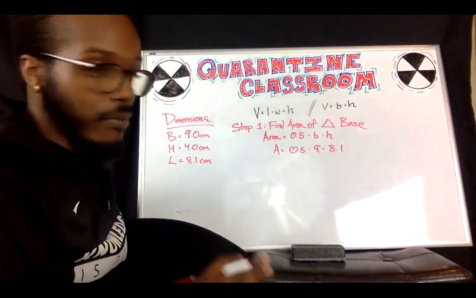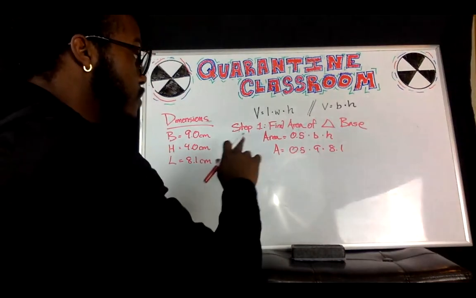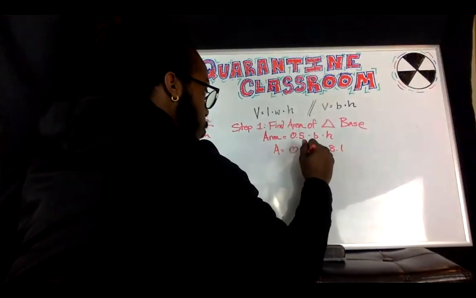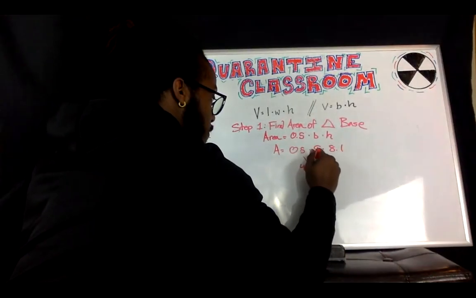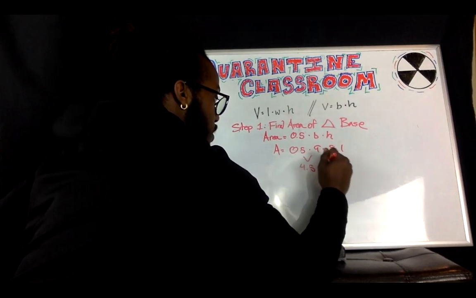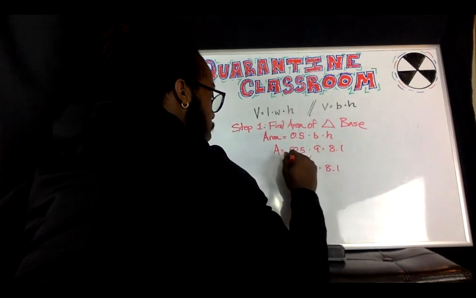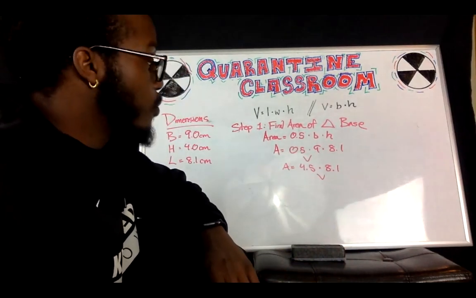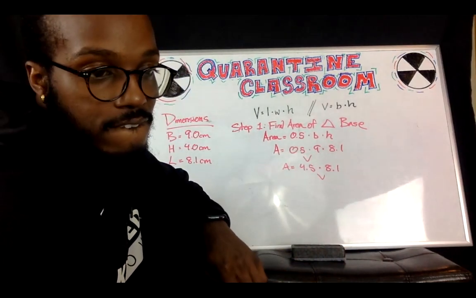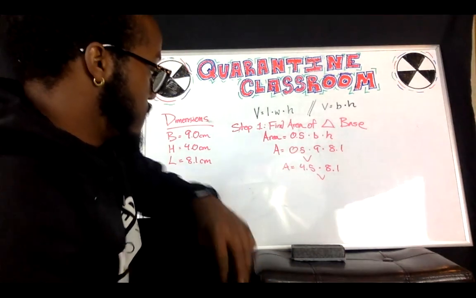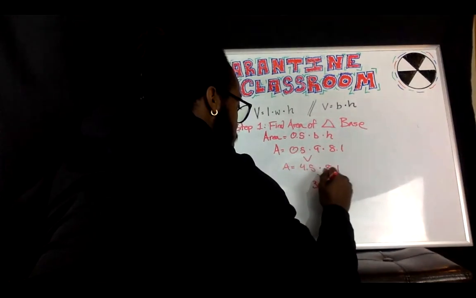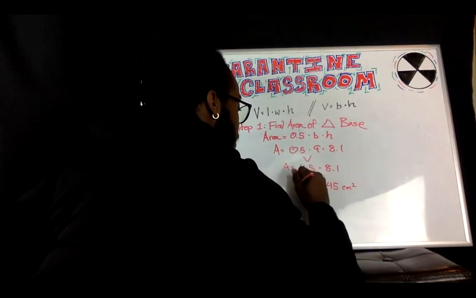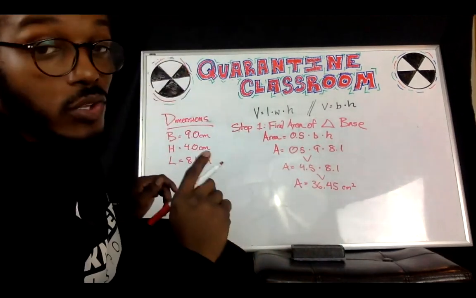Now I can use a lot of good math to find the area. 0.5 times 9 is like saying 1/2 of 9, which we know by now is 4.5. So now I'm saying 4.5 times 8.1. The area is the answer to 4.5 times 8.1. Hey Siri, what is 4.5 times 8.1? The answer is 36.45. 36.45 centimeters squared. That's the area of the triangular base.